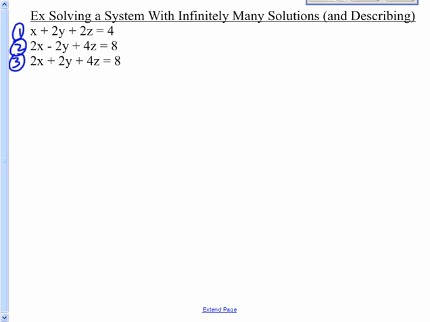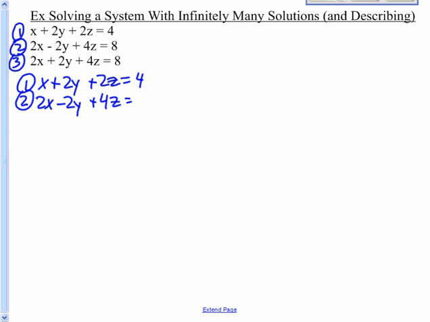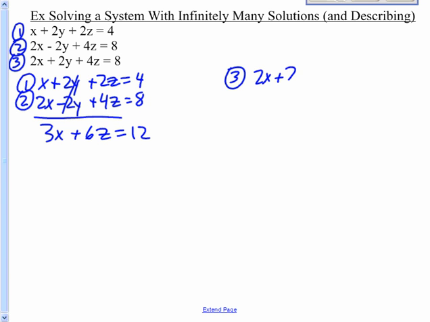Now, step one, I'm going to take 2 and 3, and I'm going to get rid of, oh, you know what, 1 and 2. 1 and 2 will naturally eliminate my y here. So I got 3x, I got 6z equals 12. Okay, now I have to use 3. I have not used 3 yet, so I have to use it.